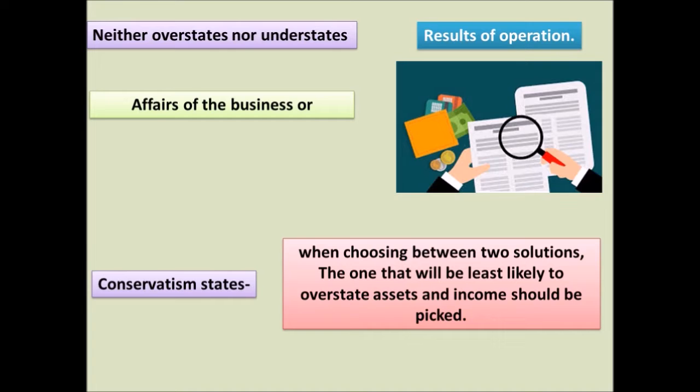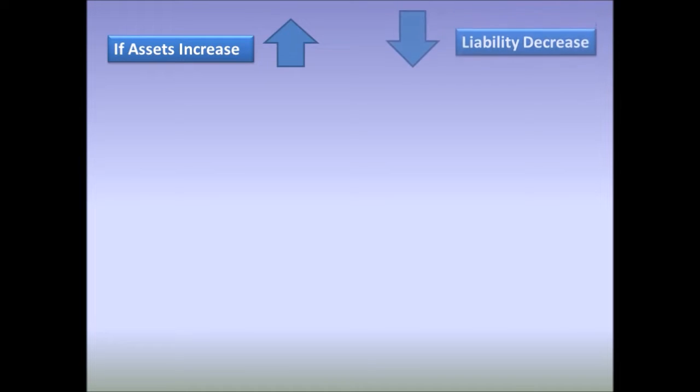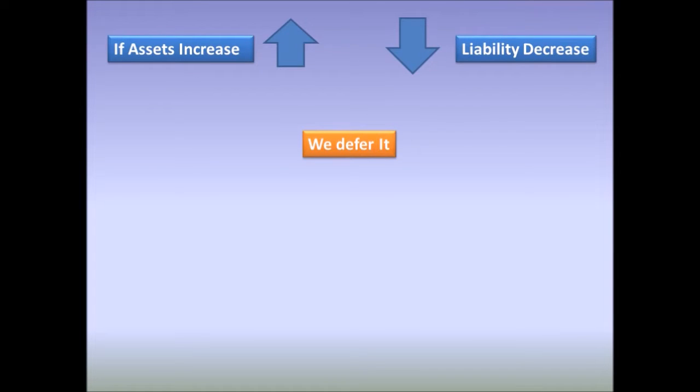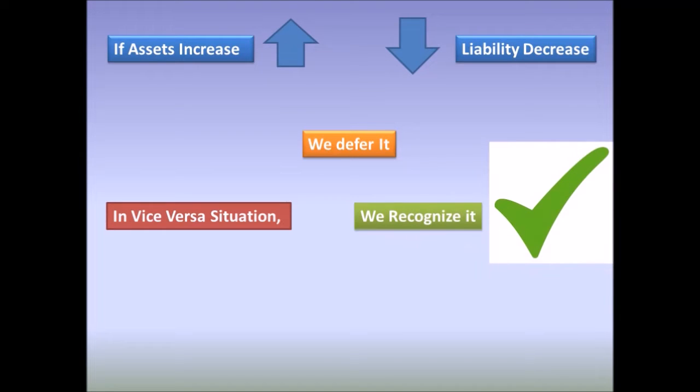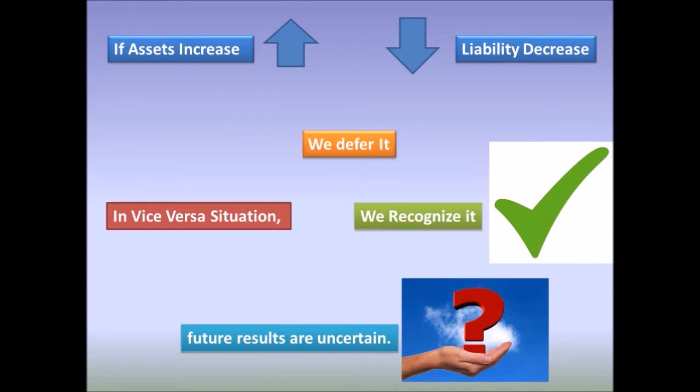income should be picked. In this concept, if assets increase and liabilities decrease, then we will defer it, and in vice versa situation, we will recognize it when future results are uncertain.